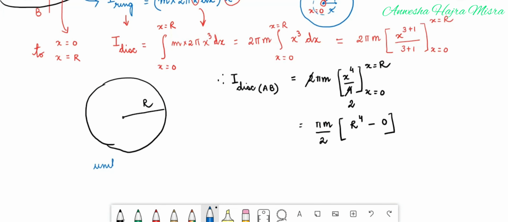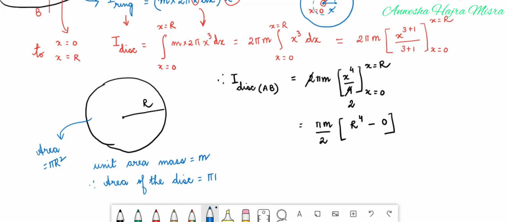Unit area mass was m. This area is pi r square. So the area of the disk is pi r square into m, which is the mass of the disk.